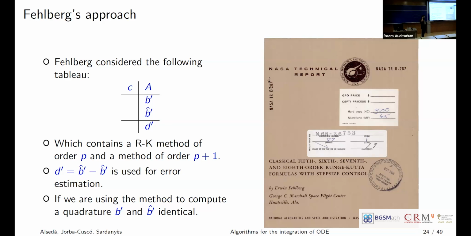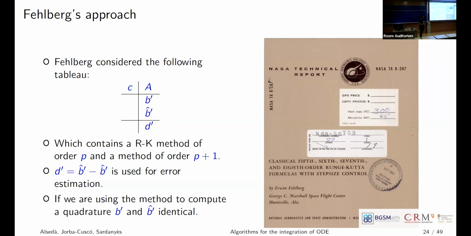So the idea of Fehlberg is the following one. Here is the Butcher tableau, but I'm not writing down explicitly all the coefficients. I'm using vector and matrix notation. So I'm going to use two methods, the one with b prime, which is going to be one method, for instance, Runge-Kutta 4, the one I showed before.